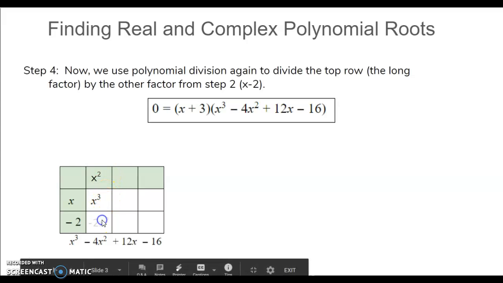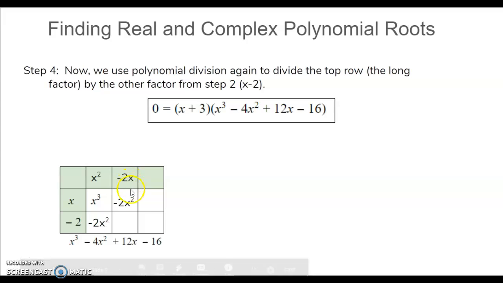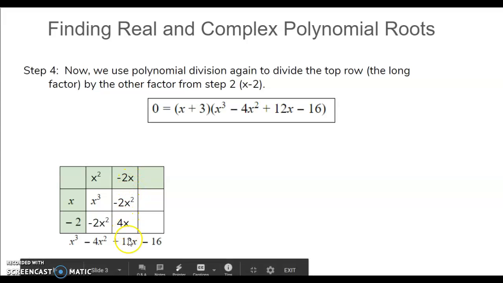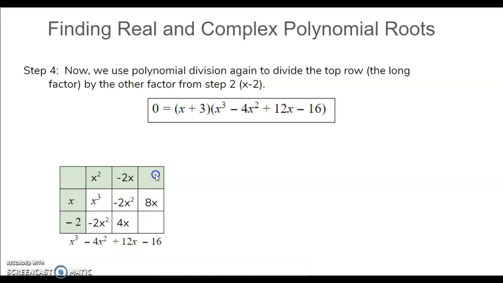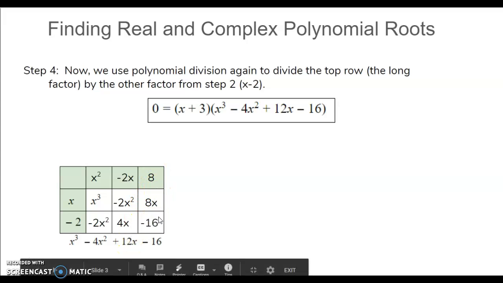So we got our x squared, negative 2x squared, but we wanted negative 4, so we need 2 more negatives. Figure out the top, multiply it by the bottom, gives us 4x's, but we wanted 12. So we need 8 more, 8 on the top, we get our negative 16. So here we are all matched up.